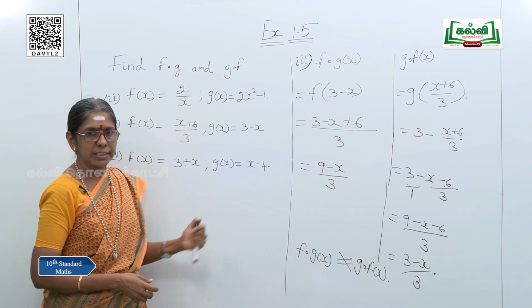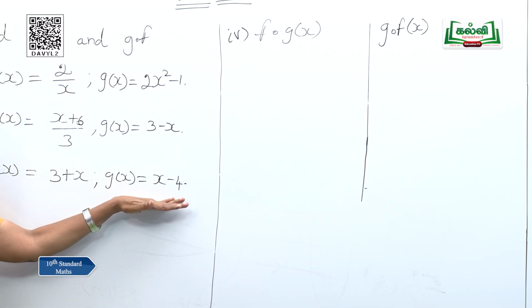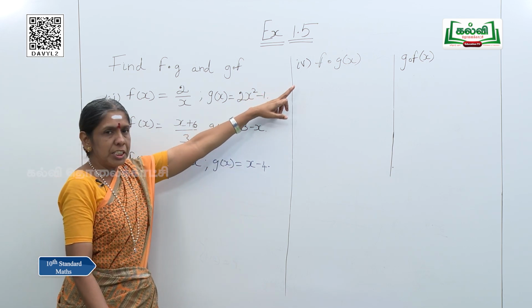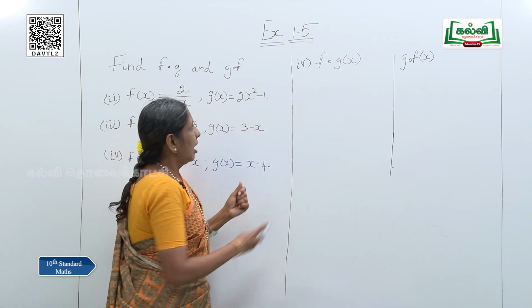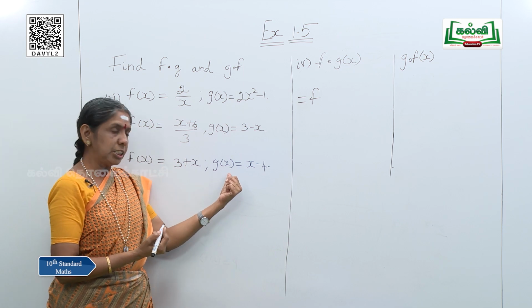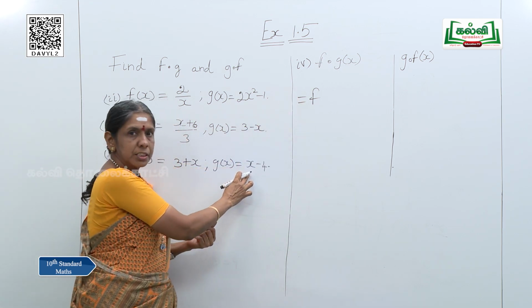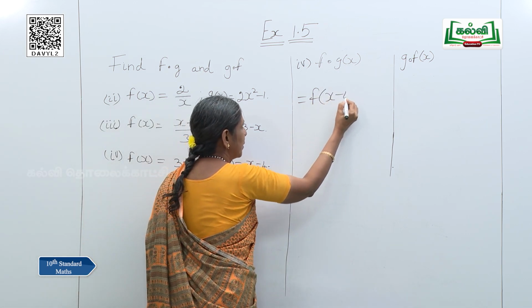We will do the next sum now. That is, f of x is equal to 3 plus x and g of x is equal to x minus 4. So, first we will find out f dot g of x. That means f of g of x. What is g of x? G of x is equal to x minus 4. So, in the place of g of x, you replace it as x minus 4.